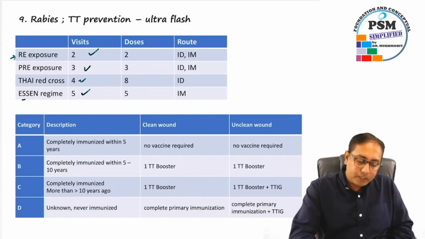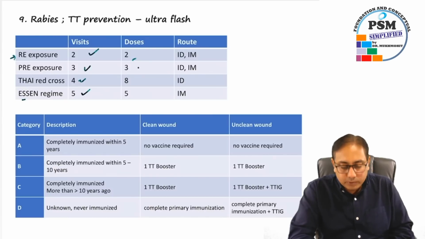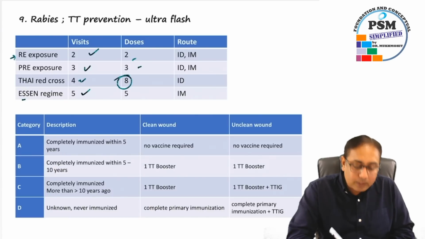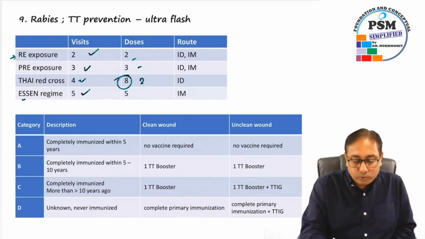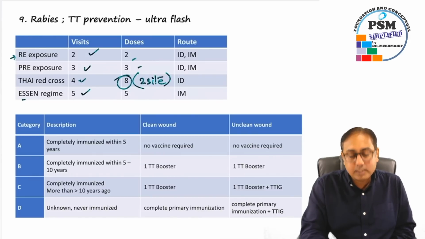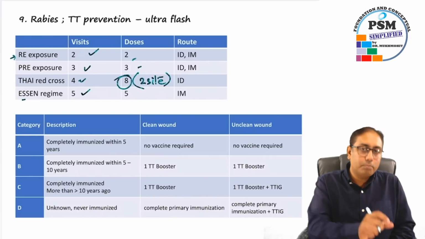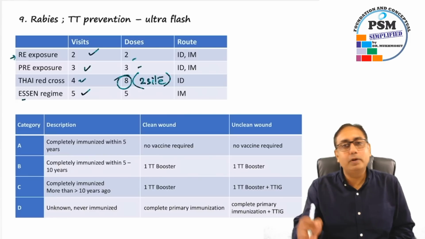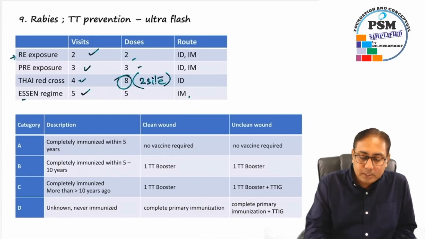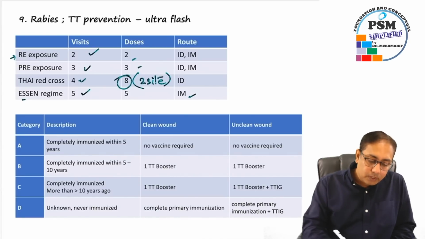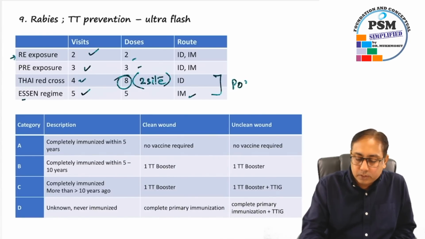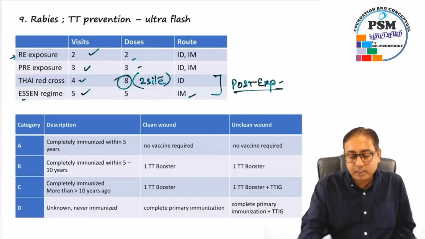How many doses? It is 2 doses, 2 visits, 3 doses, 3 visits. Please note that the Thai Red Cross regime is given as 8 doses. It is 2 sites per visit, given at 0.1 and 0.1 ml. The Essen regime is intramuscular. It is 5 visits and 5 sites. So these both are the post exposure prophylaxis.